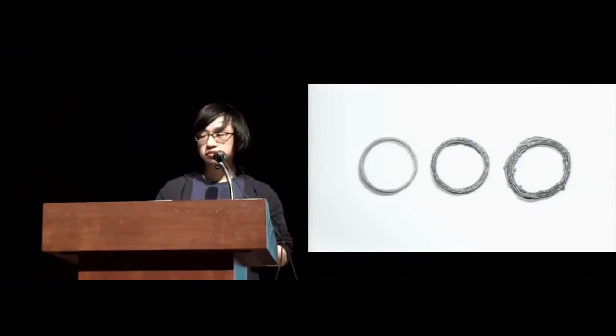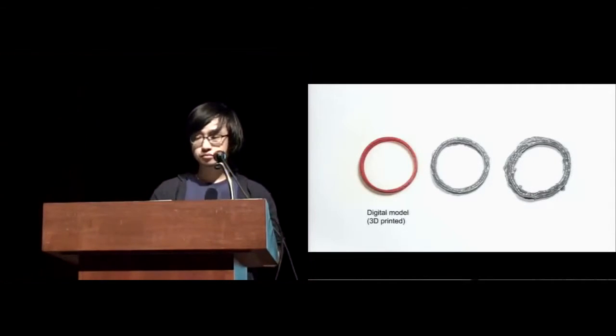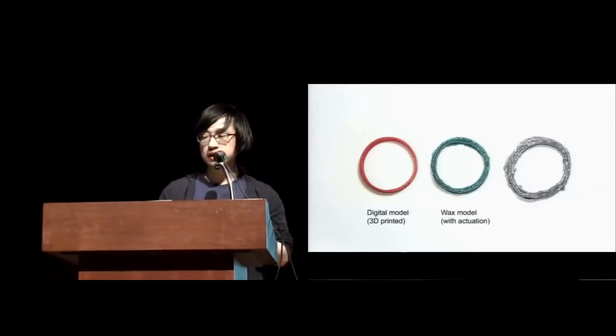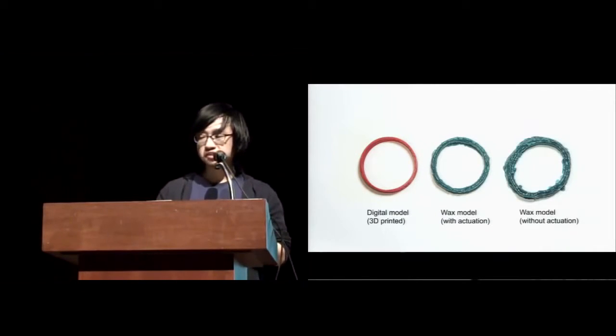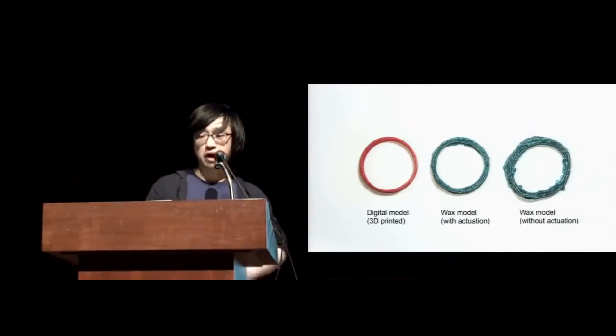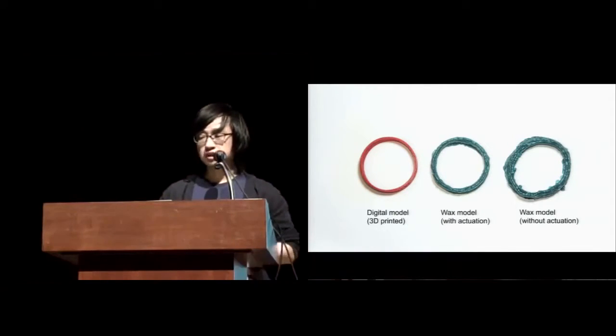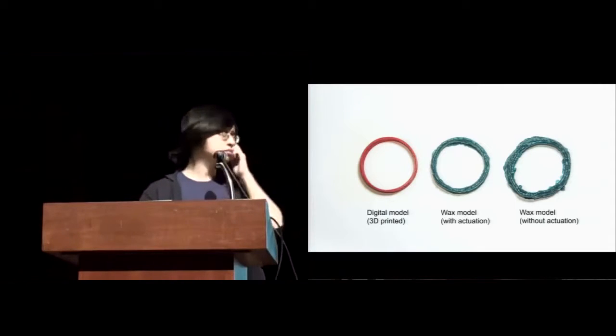Here we can see the result of the simple cylinder example. On the left is a 3D printed cylinder from our digital model, which is generated by the building process of making the middle wax cylinder proxy. You can see that the digital model and the physical model are almost identical to each other. Finally, as a comparison, the red cylinder is built without any actuation mechanism.